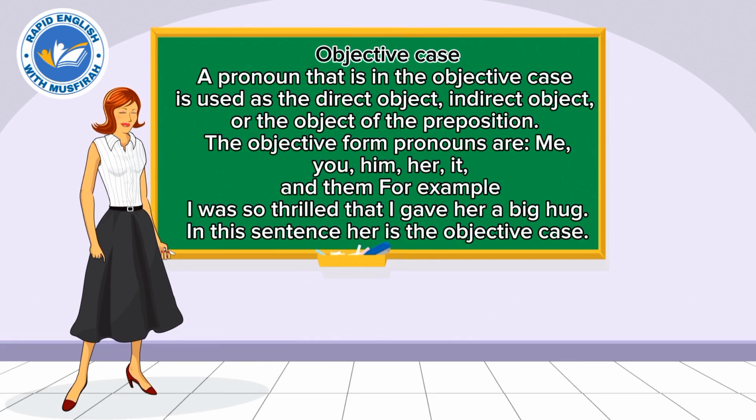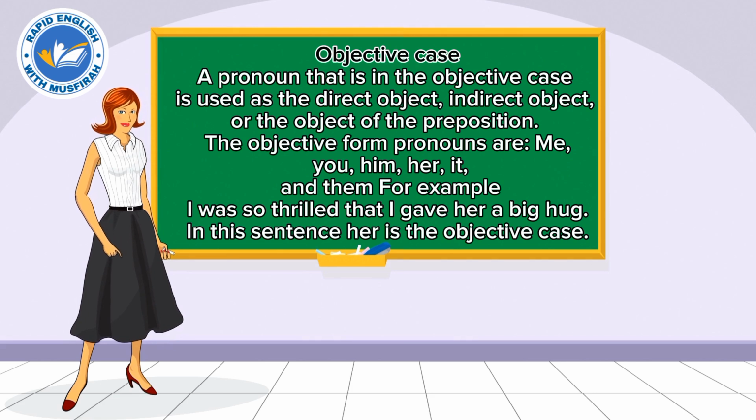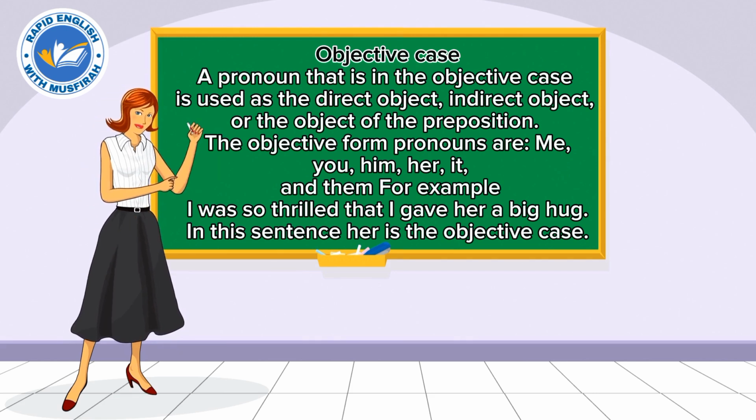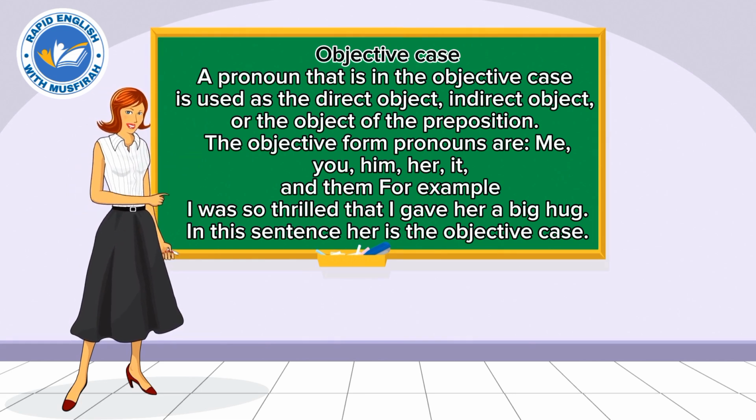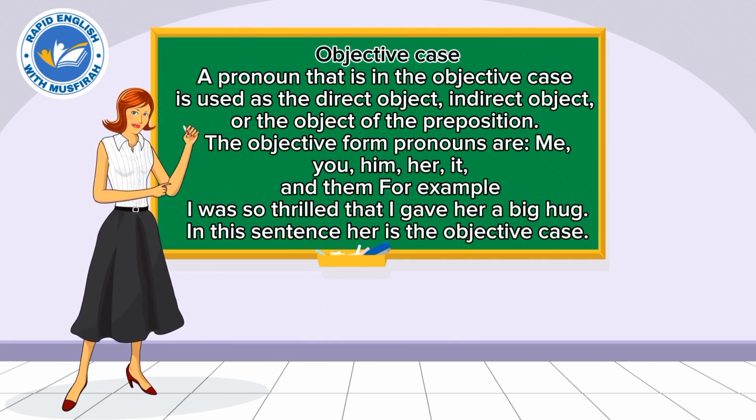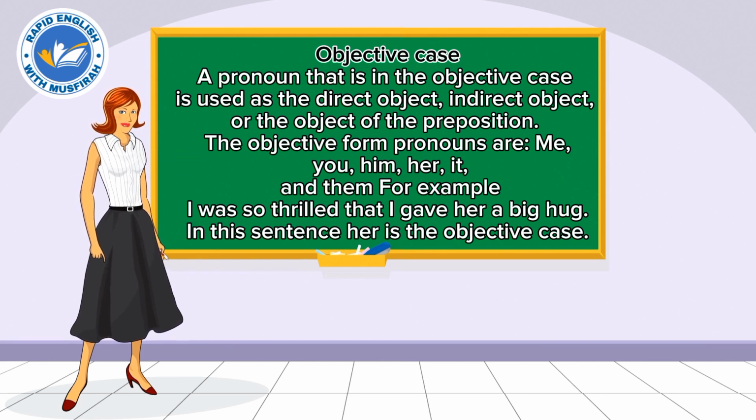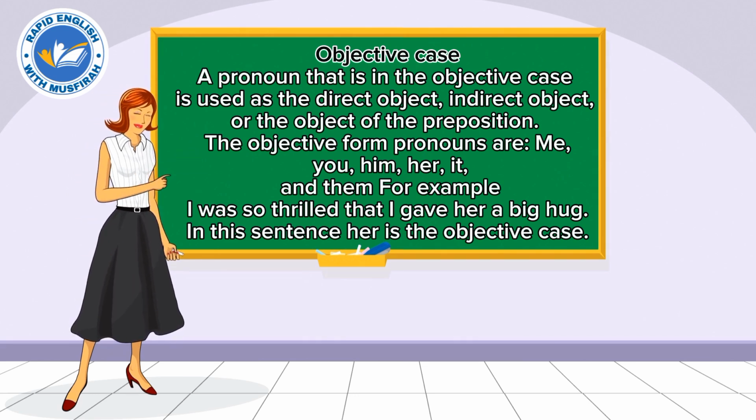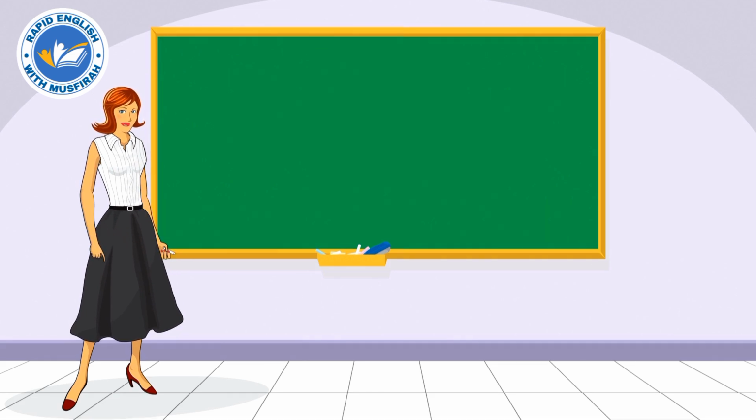Objective case. A pronoun that is in the objective case is used as the direct object, indirect object, or the object of the preposition. The objective form pronouns are me, you, him, her, it, and them. For example, I was so thrilled that I gave her a big hug. In this sentence, her is the objective case.